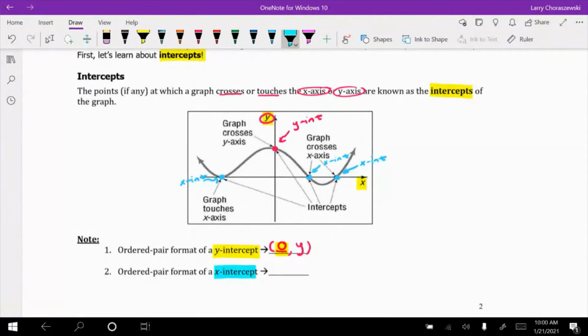For an x-intercept, the roles change. The graph will be crossing at some point on the x-axis, so there will be an x-coordinate. But to plot a point on the x-axis, you don't go up or down any, so the y-coordinate would automatically be 0. Make sense?